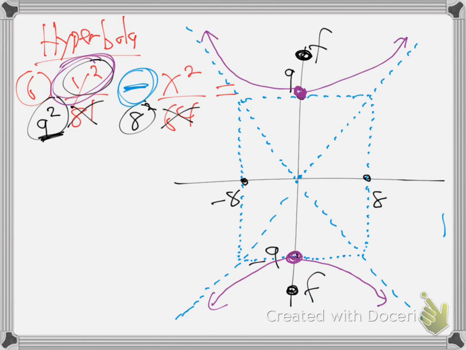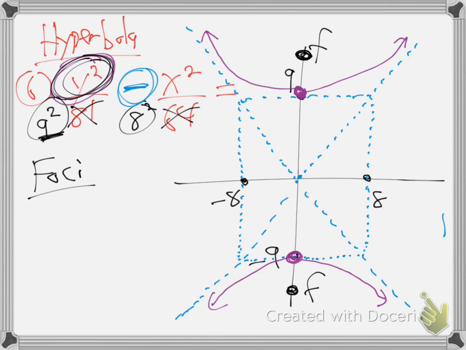Yeah, they're up, down. Because again, it's all about if you have Y in the front, the branches go up, down instead of right, left, and the focus points are up, down. Now, we need a focus equation to find the focus points.